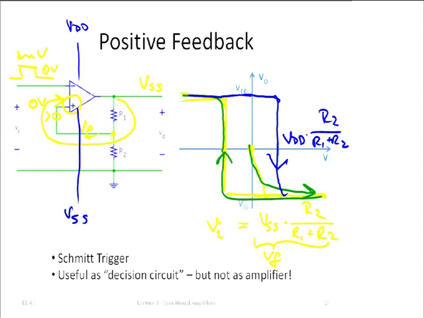Let's step back and look at what this thing tells us. Apparently we can get to one output, but we cannot simply go back where we came from. It doesn't go through 0, so we have to actually remove more of the input to get back. Such a circuit is called a Schmitt trigger, and it's useful as a decision circuit.